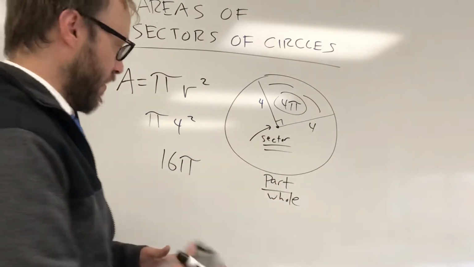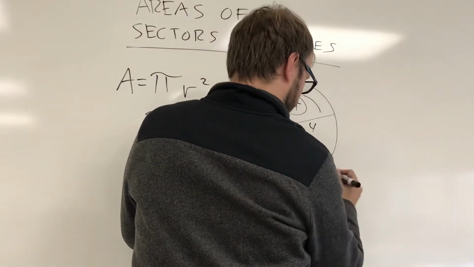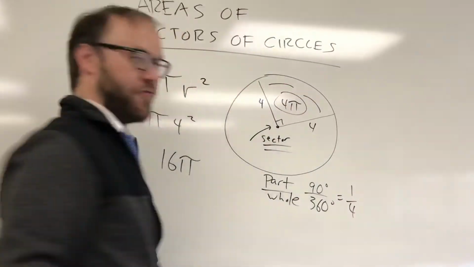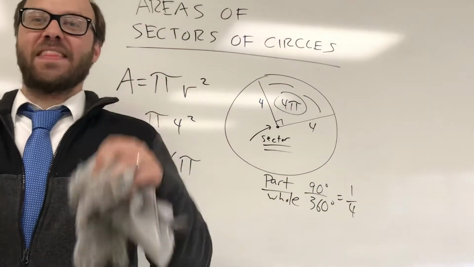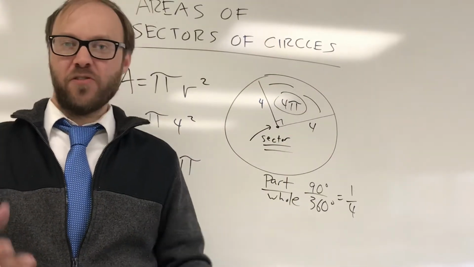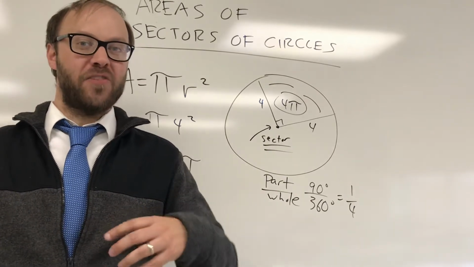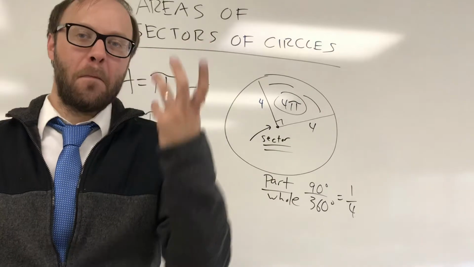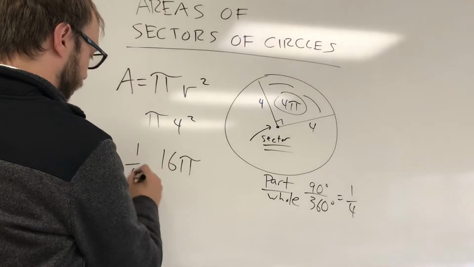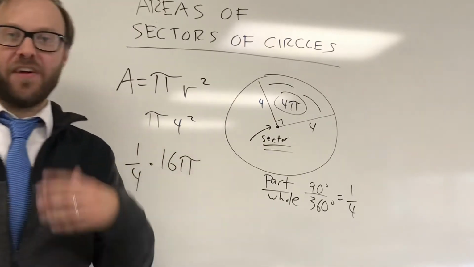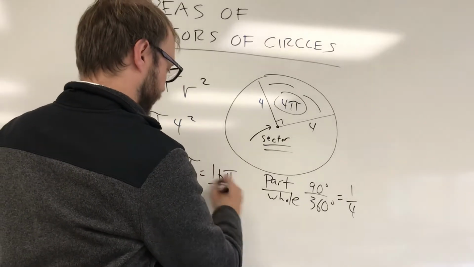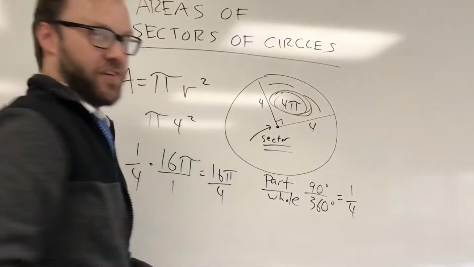Okay, but really what you're doing here is you're saying, I have a 90-degree part out of a whole of 360 degrees, and you simplify that down, and you end up getting 1/4. Okay, I want to take that fractional part of the total area. Probably somewhere in middle school, maybe 6th, 7th grade, you probably learned that when you take a fractional part of something, you are multiplying by that fraction. I'm taking 1/4 of 16 pi. "Of" very often means multiply, okay? And of course that's 16 pi over 1, times 1/4, you get 16 pi over 4, which ends up giving you 4 pi as your final answer, okay?